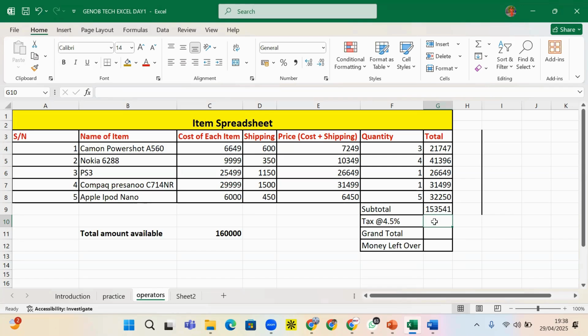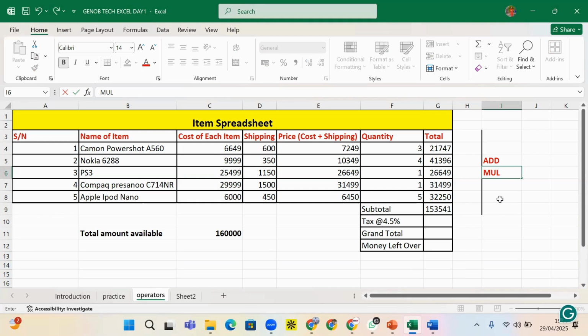So that operator is called what? Exponent. We have exponent as operator. We'll use the addition operator. We'll use multiplication. And now we want to use what? Exponent. So the exponent is power. Like we say something raised to, sorry, not exponent now. We want to use the percentage operator.